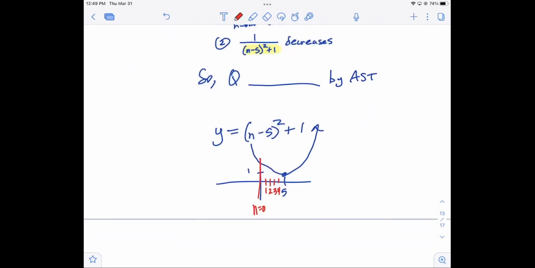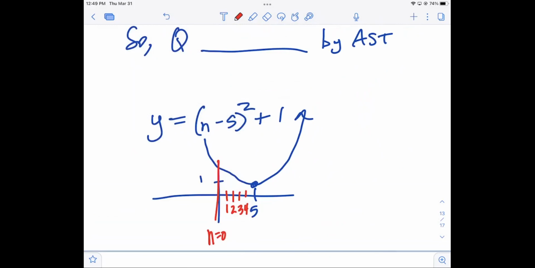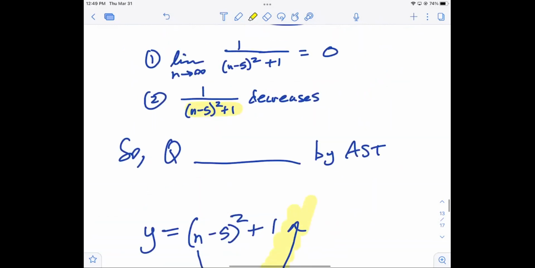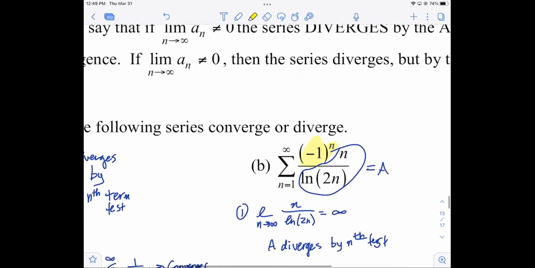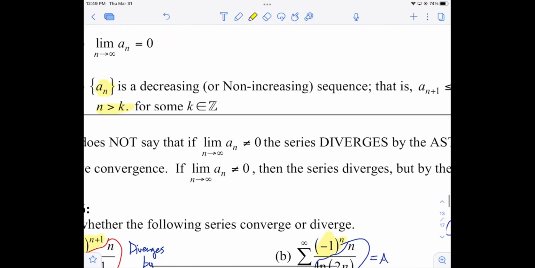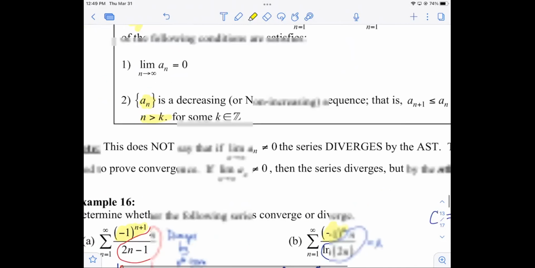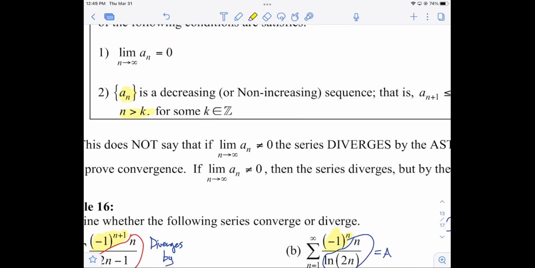But what happens after we get past the vertex? Once we get past 5, now forever and ever, those values are getting bigger, and so the ratios are getting smaller. And that's what I heard Landon emphasize. It doesn't have to decrease perpetually forever and ever. It just has to be non-increasing. It could be stagnant too, past some point. And we call that point K.